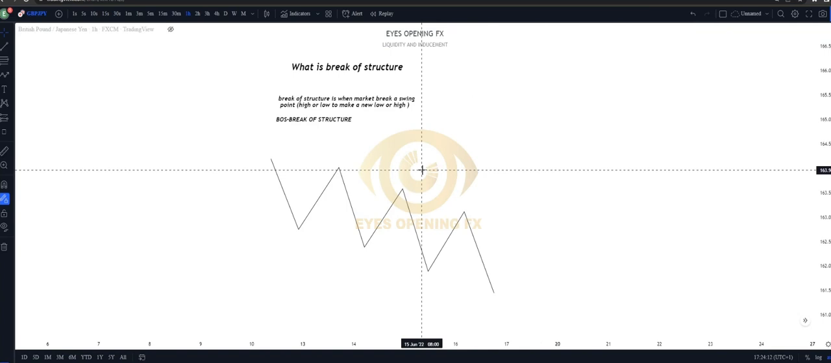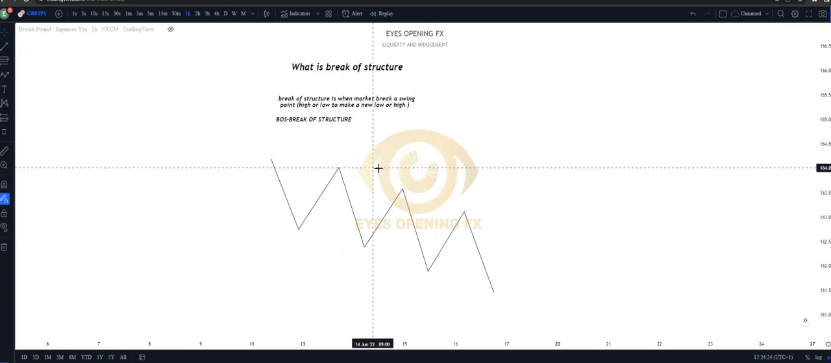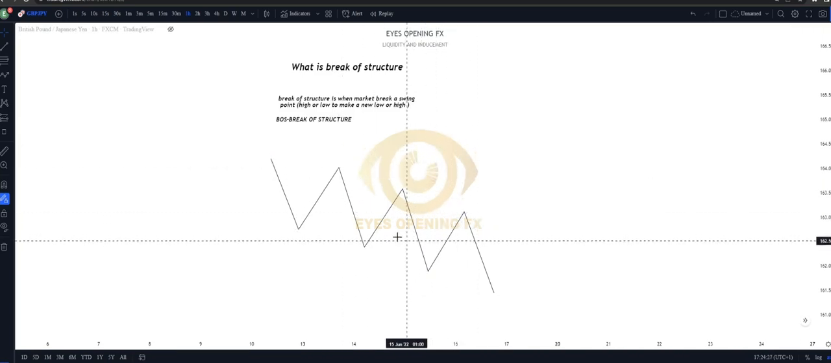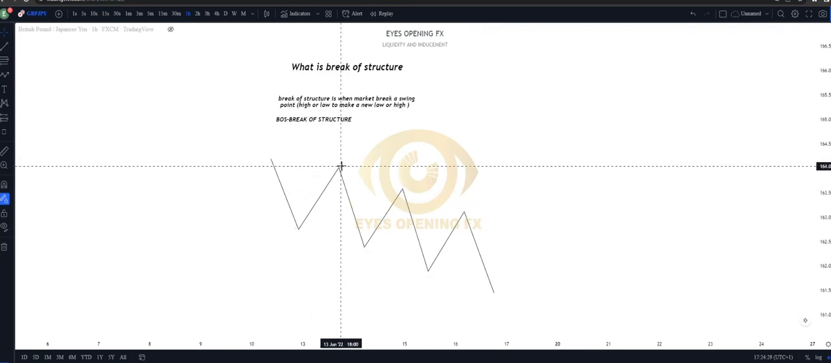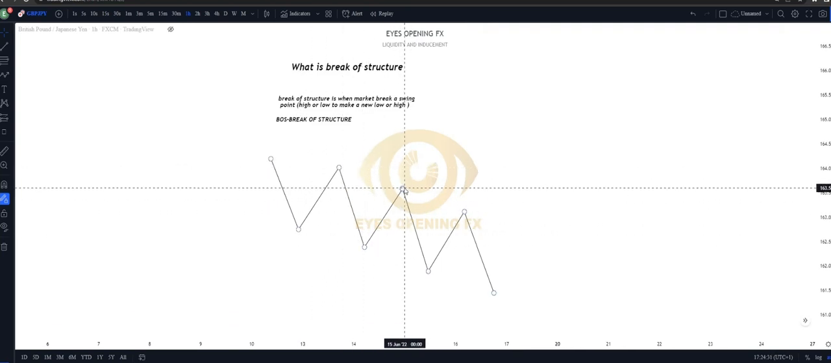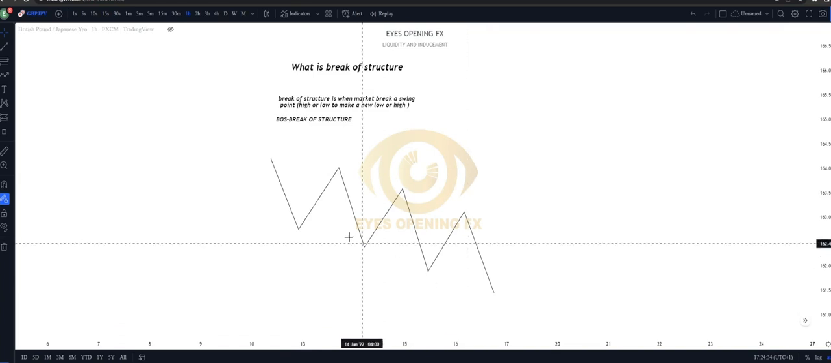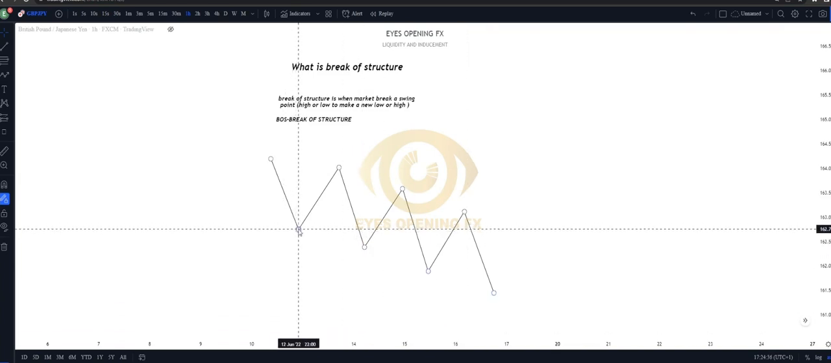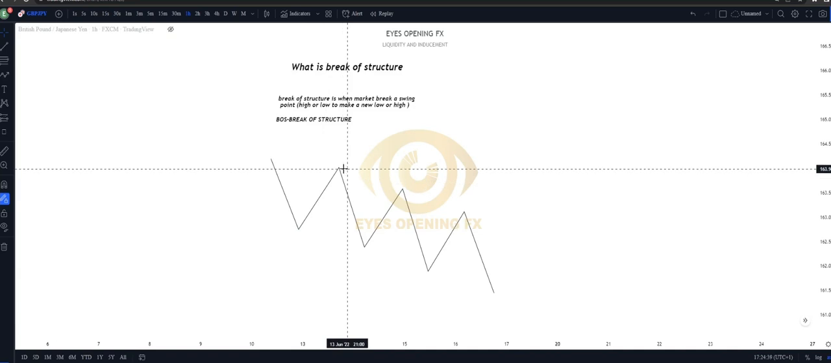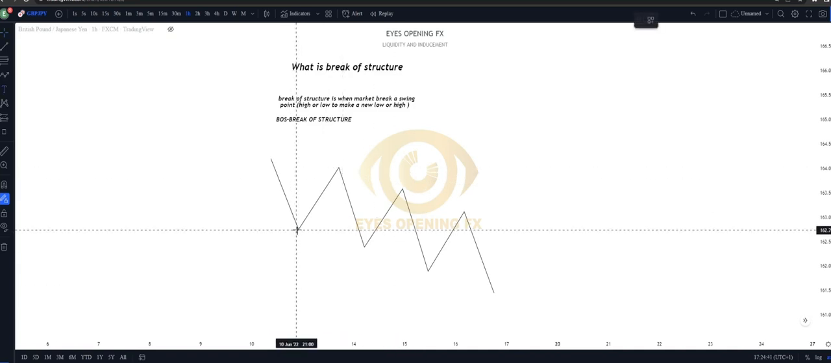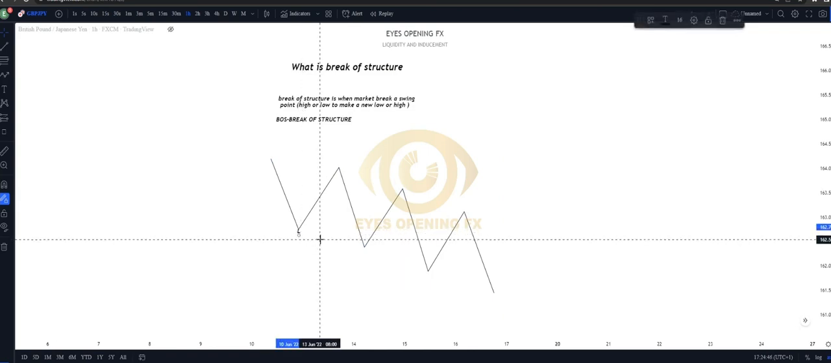Now let's explain a bearish trend move. This is a bearish trend. The market is making swing point low, swing point low, swing point low in a particular downtrend direction. This is a swing point low, this is a swing point high, a swing point low, a swing point high. Now what will we call this? This is a low compared to this high. So the first thing that will come here is a low.